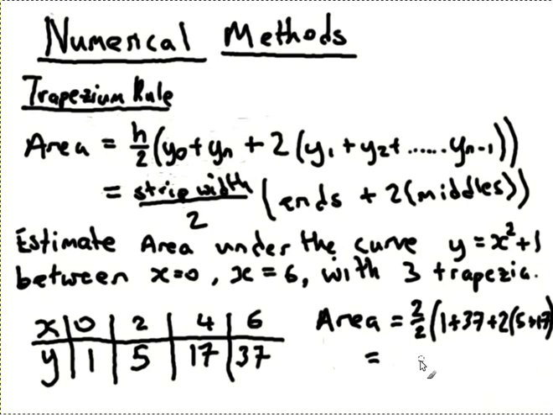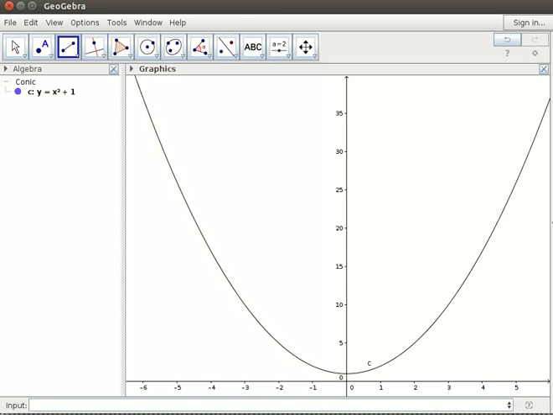And so we've got 2 divided by 2, which is 1. So I'm just going to ignore that 1 times outside the bracket. So I've actually got 38 plus 2 times 22. And hence I've got my answer, which is 82. And that's an estimate for the area under the curve y equals x squared plus 1 from x equals 0 to x equals 6.